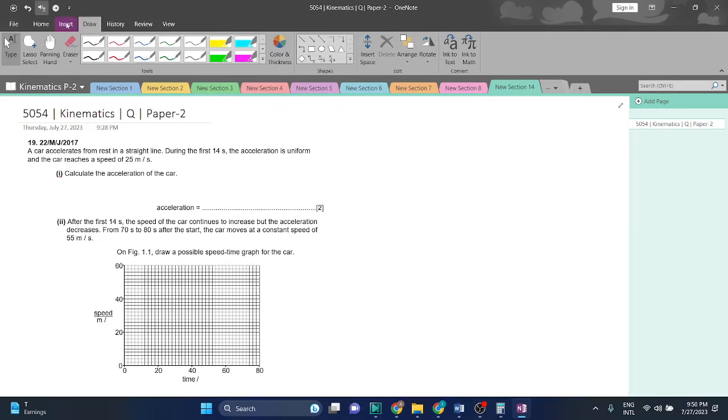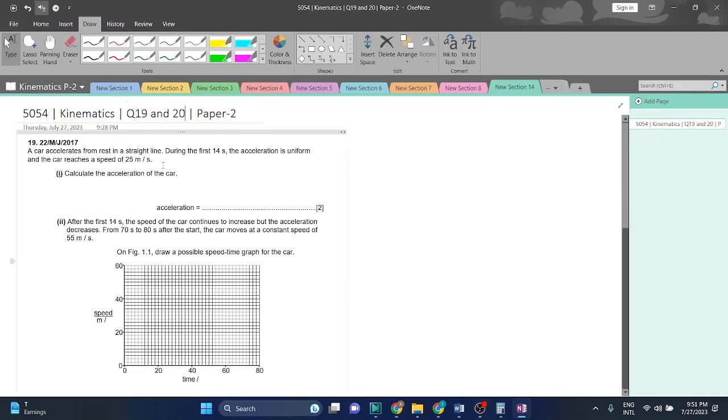Welcome back, guys. अब हम करेंगे Kinematics Paper 2 Question 19 and Question 20. So let's start. Question 19.